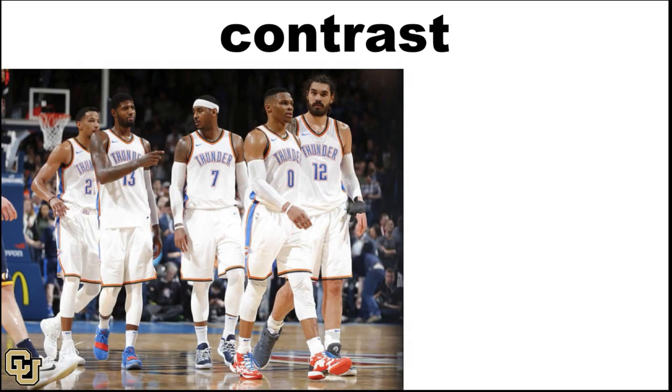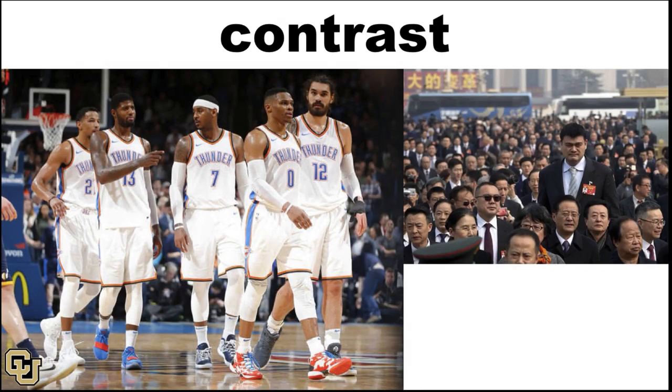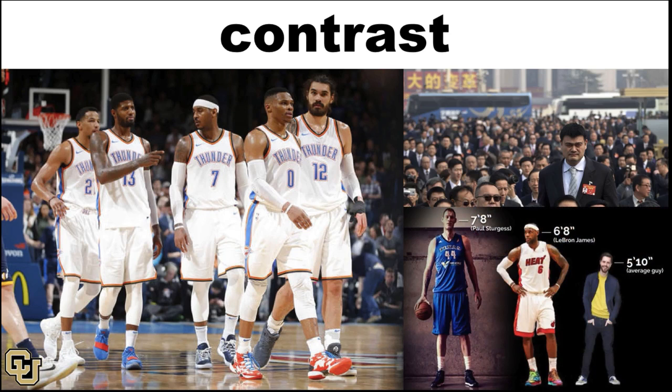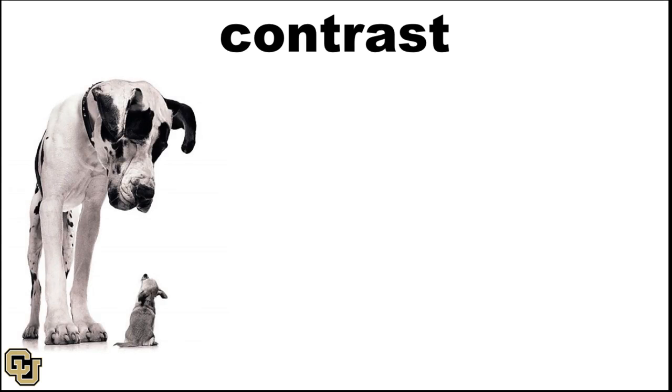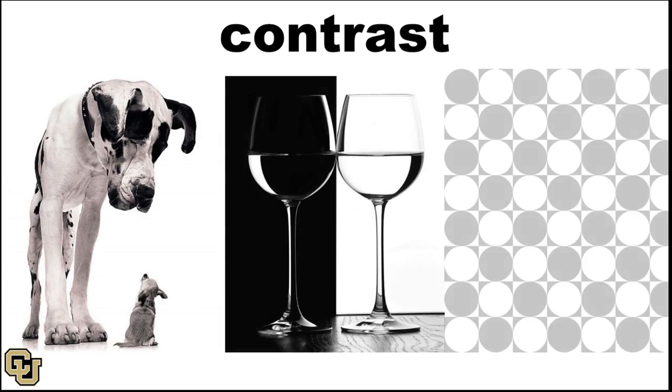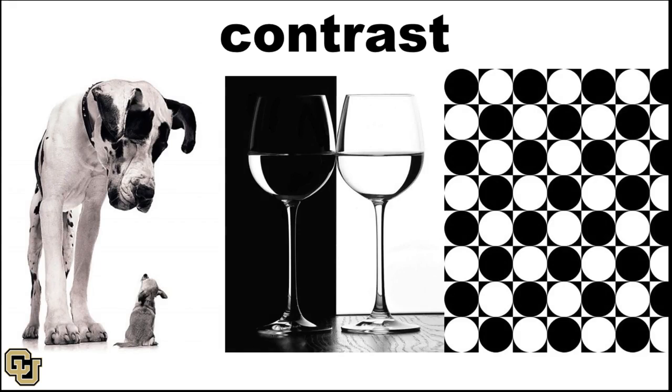On the basketball court, one pro team looks much like another, but send a few of those players on a stroll down any major city street and something becomes apparent. Those players are much taller than your average guy on the street. That's contrast. In design, big and small elements, black and white colors, squares and circle patterns can all create contrast. The key to working with contrast is to make sure the differences are obvious.